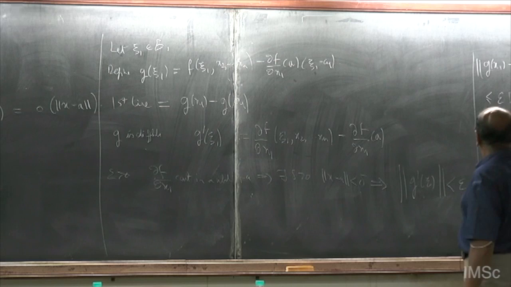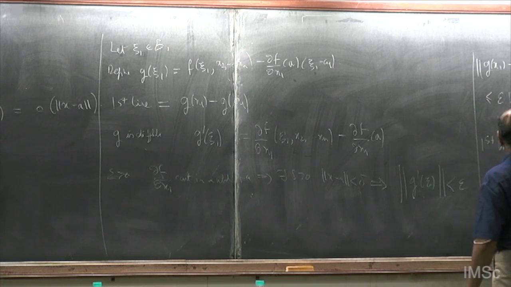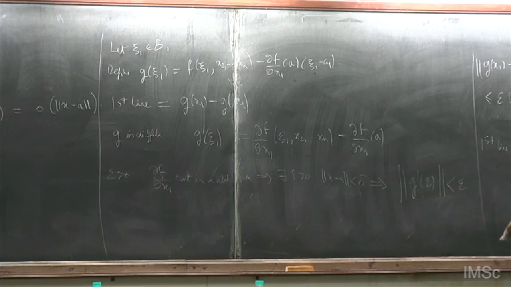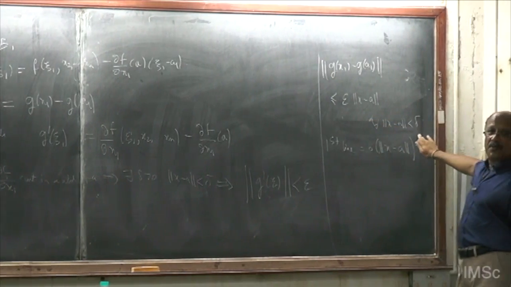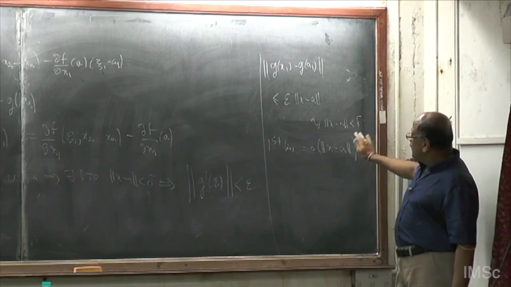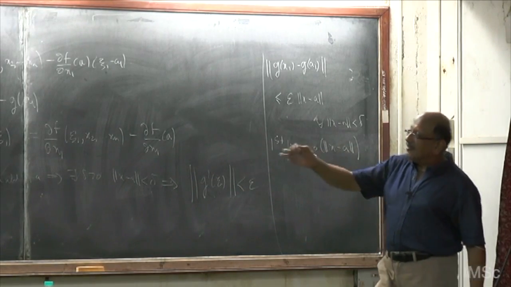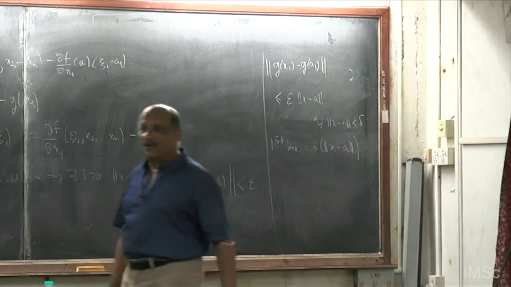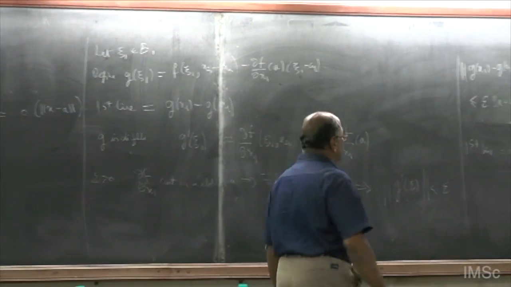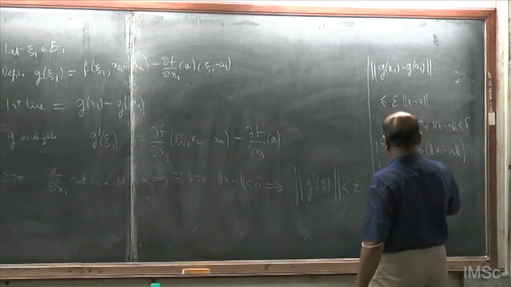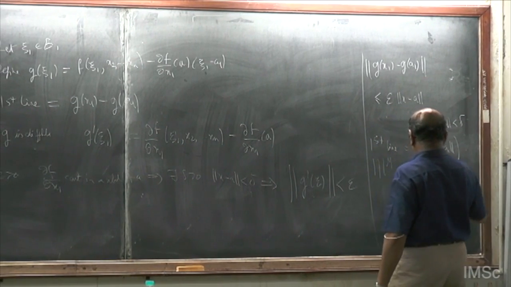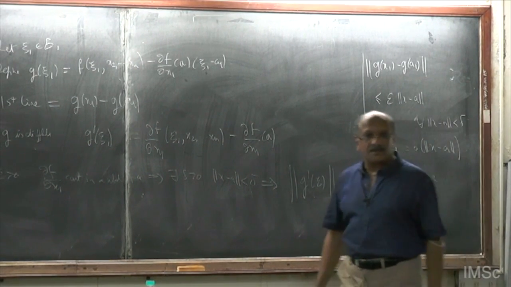That means the first line is little o of norm x minus a, because if I divide the first line by norm x minus a, it will be less than epsilon whenever norm x minus a is less than delta. That is exactly saying the first line is little o. Similarly, you can do it for every line, and that proves the theorem.